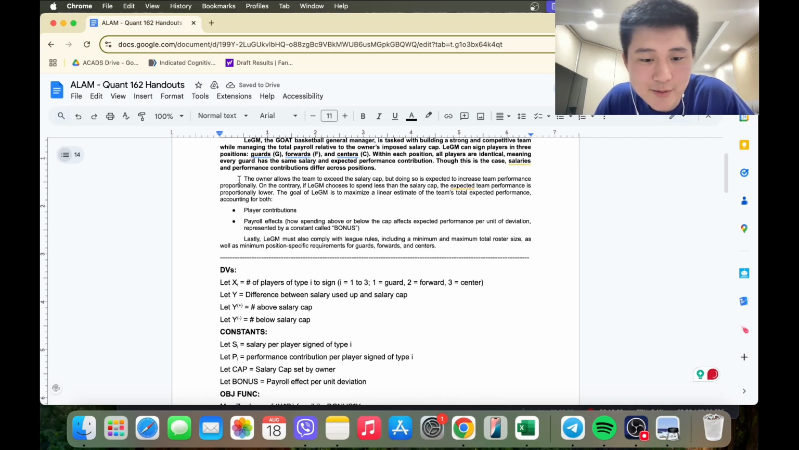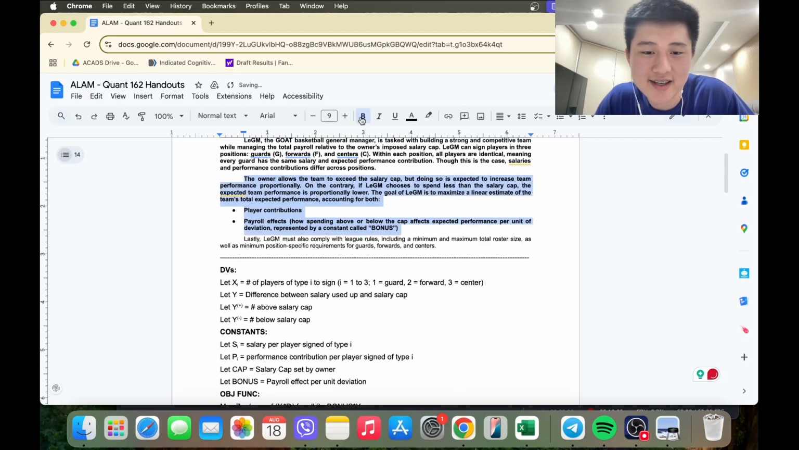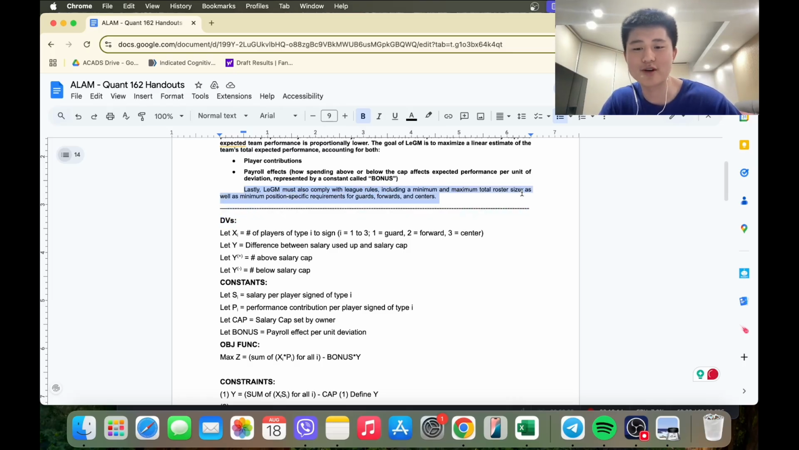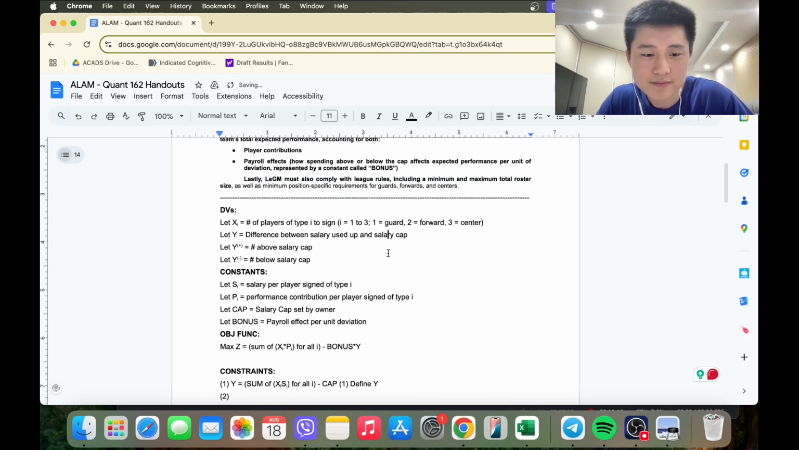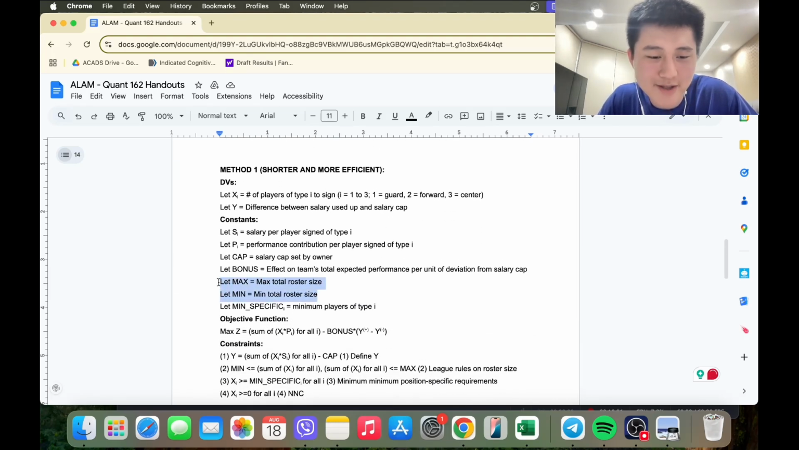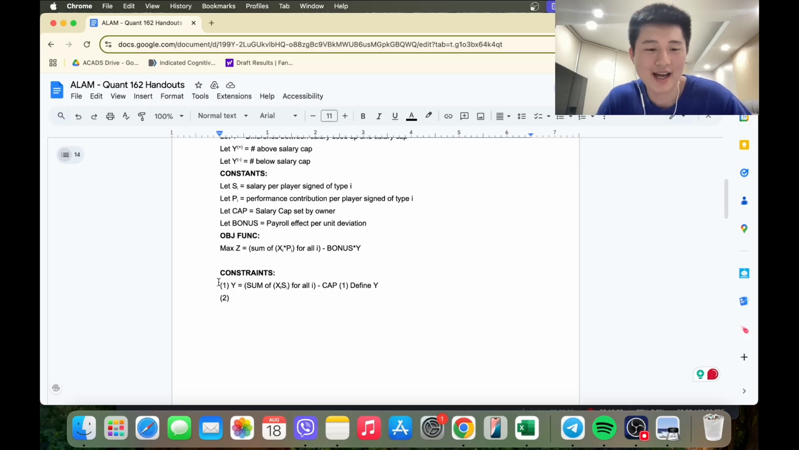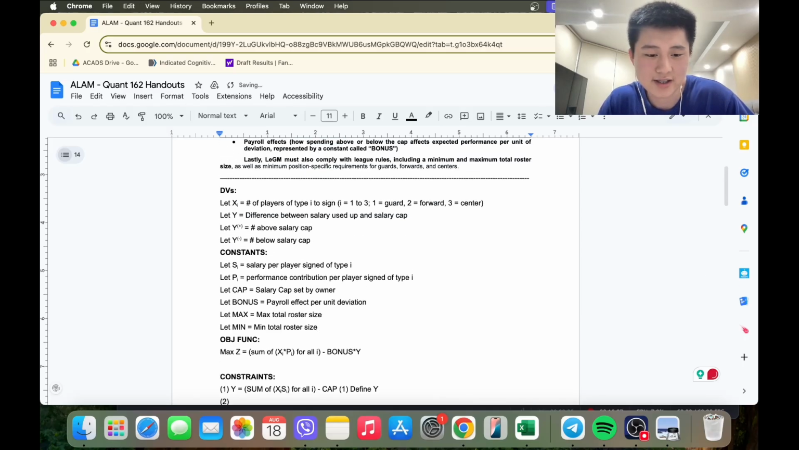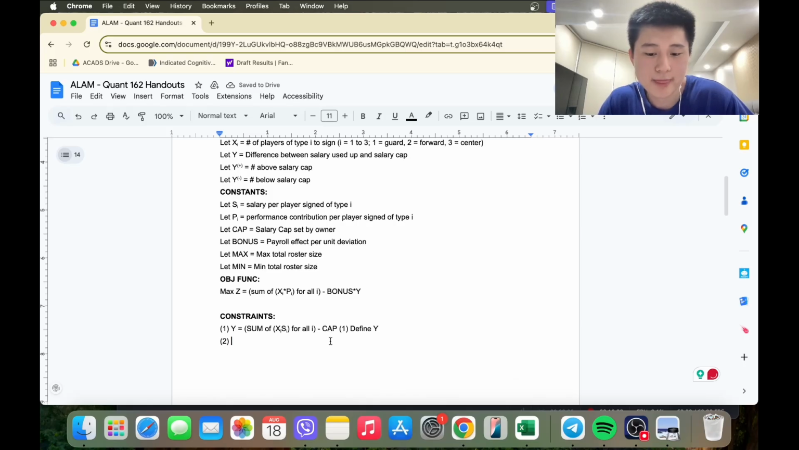Okay, so basically, we're done with this. We defined our z. Then now, lastly, the GM must comply with league rules, including a minimum and maximum roster size. Okay, since it takes long, I'll just copy paste it here. So basically we add constraints. It doesn't say what the max and min is. So yeah, then now we have the roster size constraint.